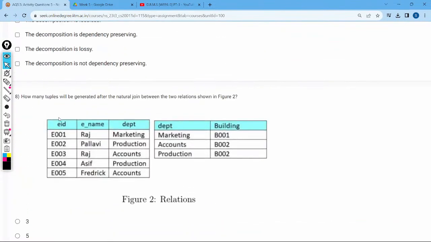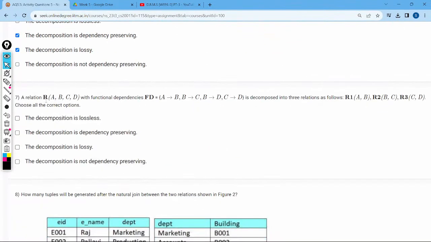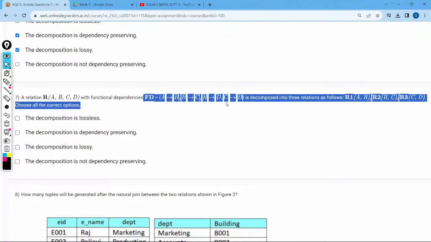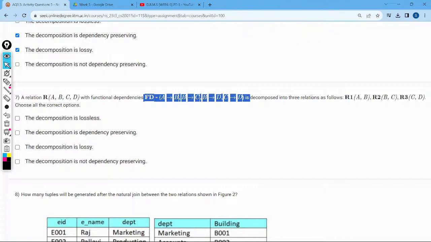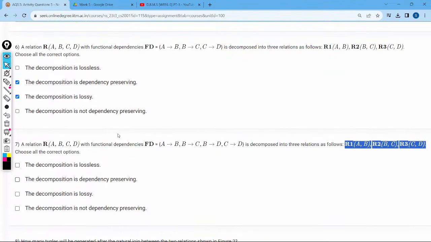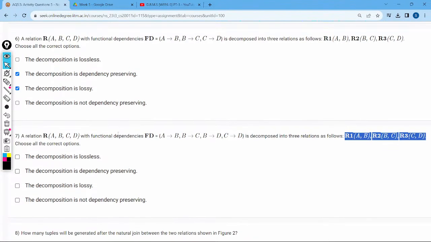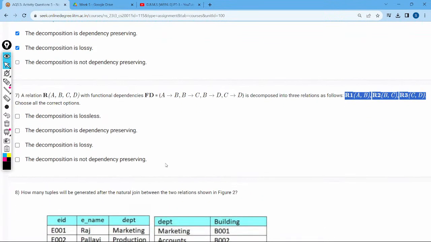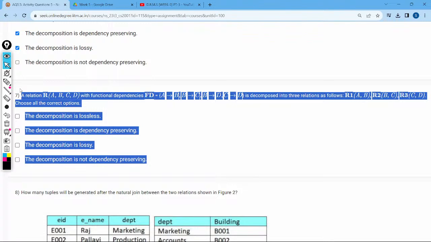How many questions are there? Okay, good. A relation R(A, B, C, D) with the following functional dependencies is decomposed here. Choose the correct one. I am giving this to you to solve. You solve this. I have told you how to solve this.